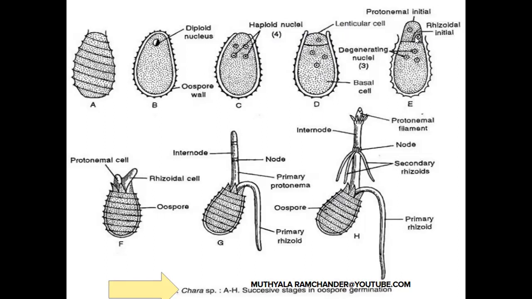Those unequal cells develop into the rhizoidal initial cell, which is the small cell, and one large cell, the protonemal cell. The protonemal cell develops into the shoot of the Chara, and the rhizoidal initial cell develops into the roots of the Chara. These develop into primary rhizoids, and above, the protonema develops into nodes and internodes, finally developing into the aerial shoot system of the Chara. It is the development of the zygote in the Chara.